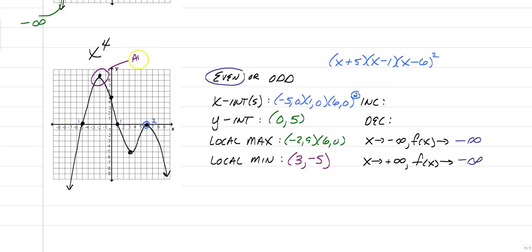Now I want to point something out for a minute. This is called the absolute max. And the reason why is a graph will never get higher than that point. In the last example, we didn't have any of those because it went to infinity, both positive and negative. But if we look at this graph, that's the highest this graph ever gets. That's known as an absolute maximum. Okay, so (-2, 9) is known as an absolute max, but it's still considered a local maximum.